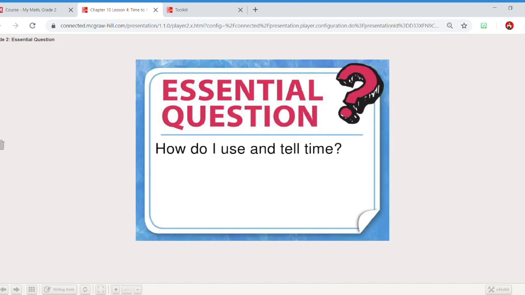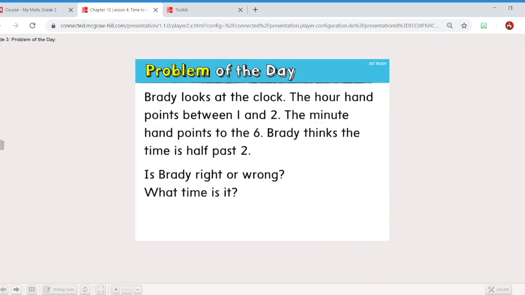So the problem of the day goes kind of with what we've been learning about clocks and word problems. Brady looks at the clock. The hour hand points between 1 and 2. The minute hand points to the 6. Brady thinks the time is 2:30. Is Brady right or wrong?